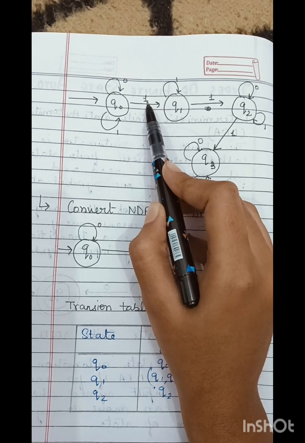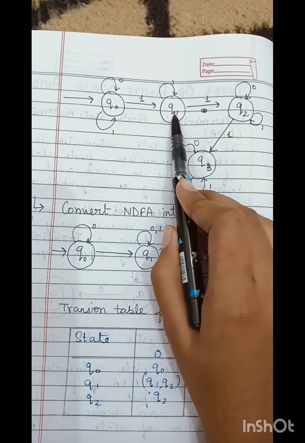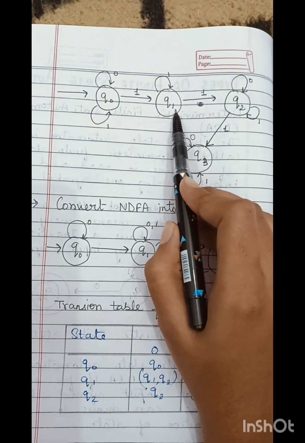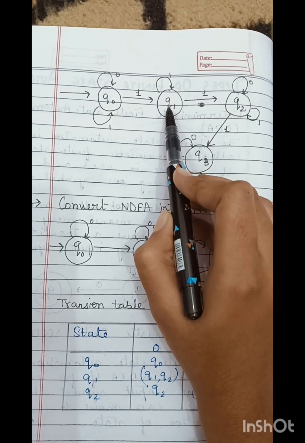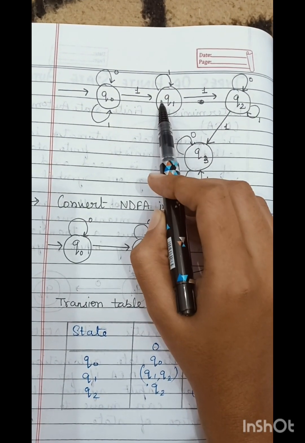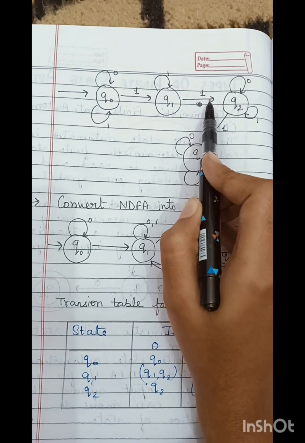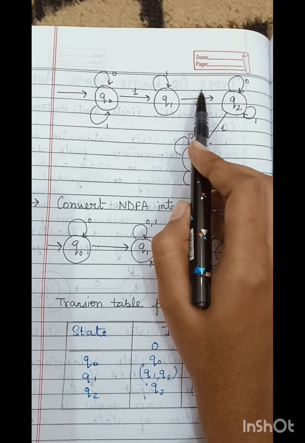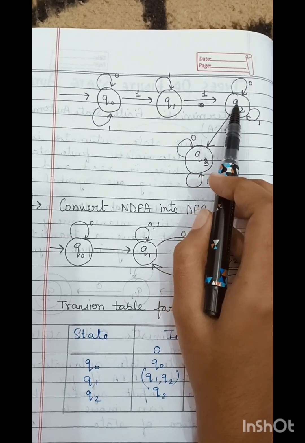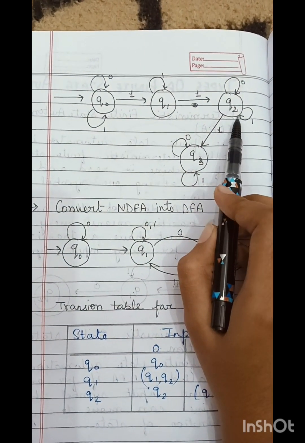When Q0 gets the input 1, it goes to another state, which is Q1. Now when Q1 also gets input 1, it gives more than one state, which is Q1, and also, when it receives this 1 input, it gives another state, which is Q2.